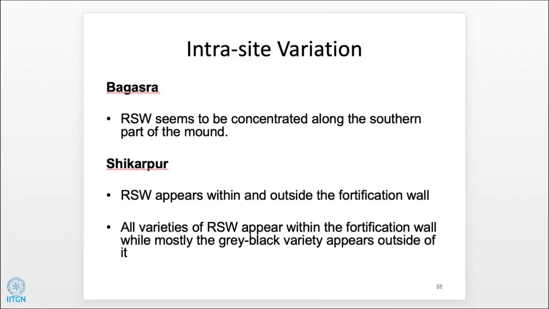Similarly, in Shikarpur, it appears within and outside the fortification wall. But there is one variety that is appearing within the fortification, while mostly this gray and black variety appears outside. So within this reserve slip ware itself, there is a division. There are groups coming. That is the kind of conclusion that I can make from there.